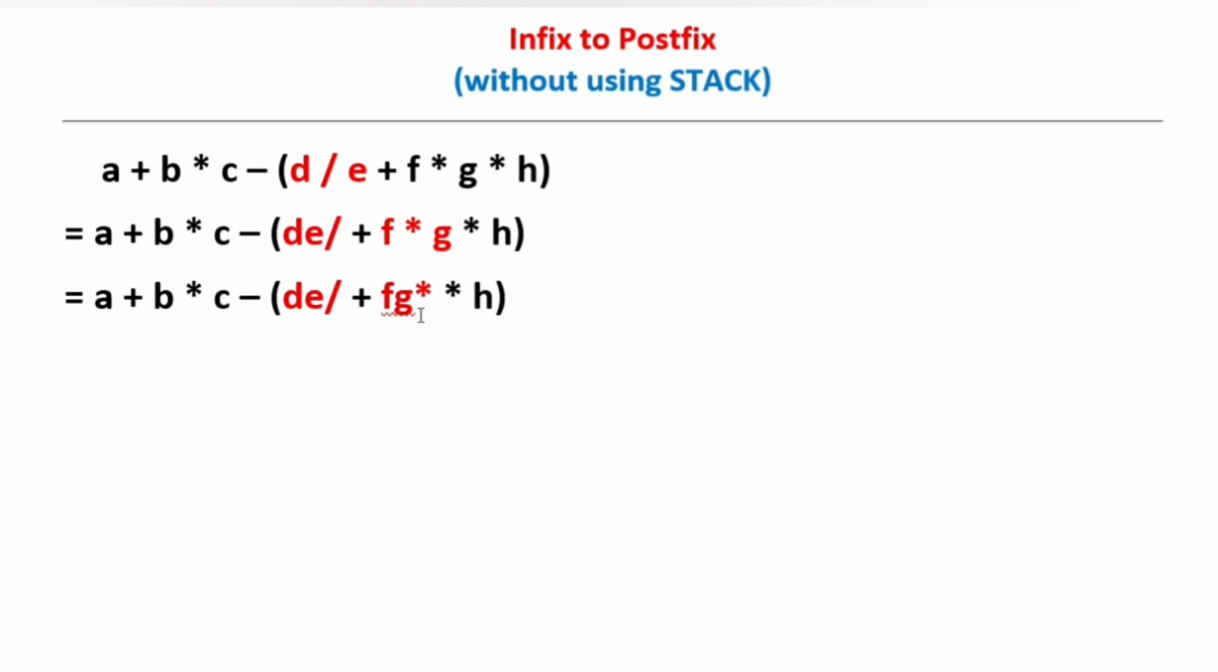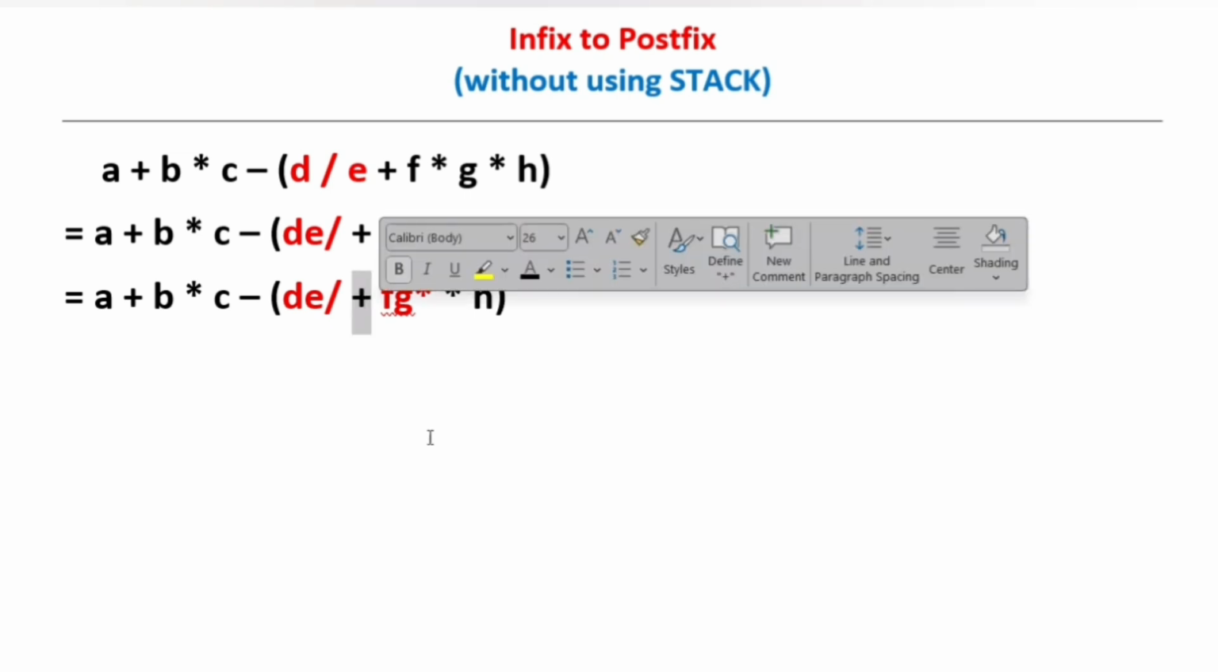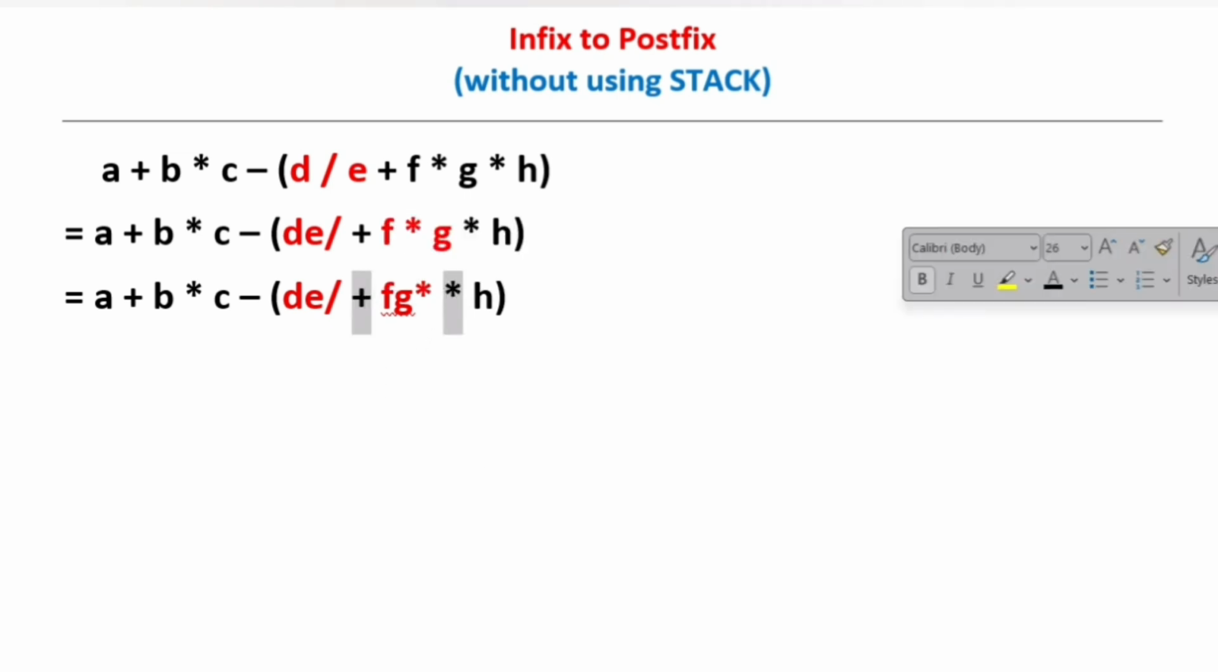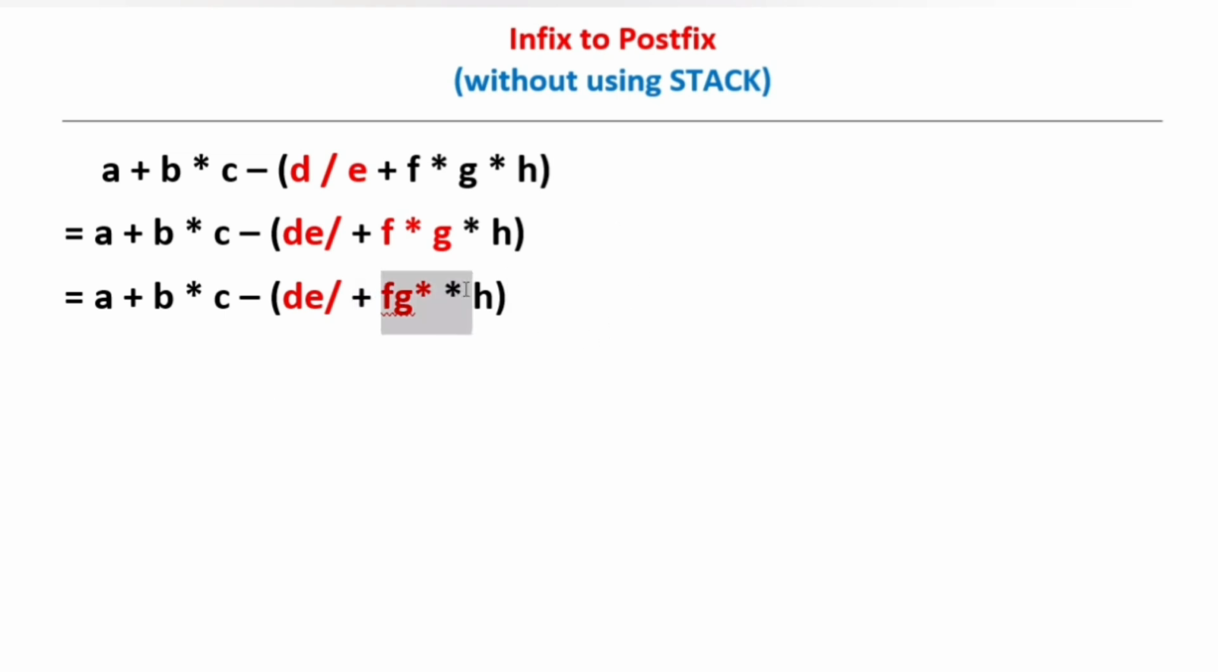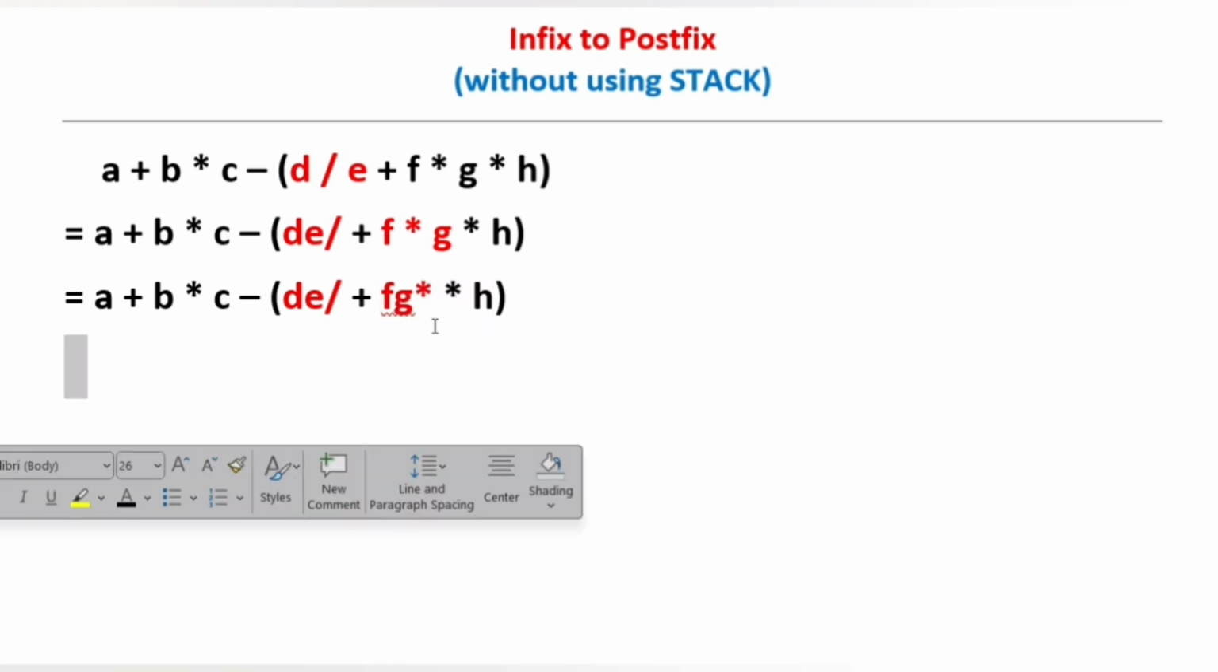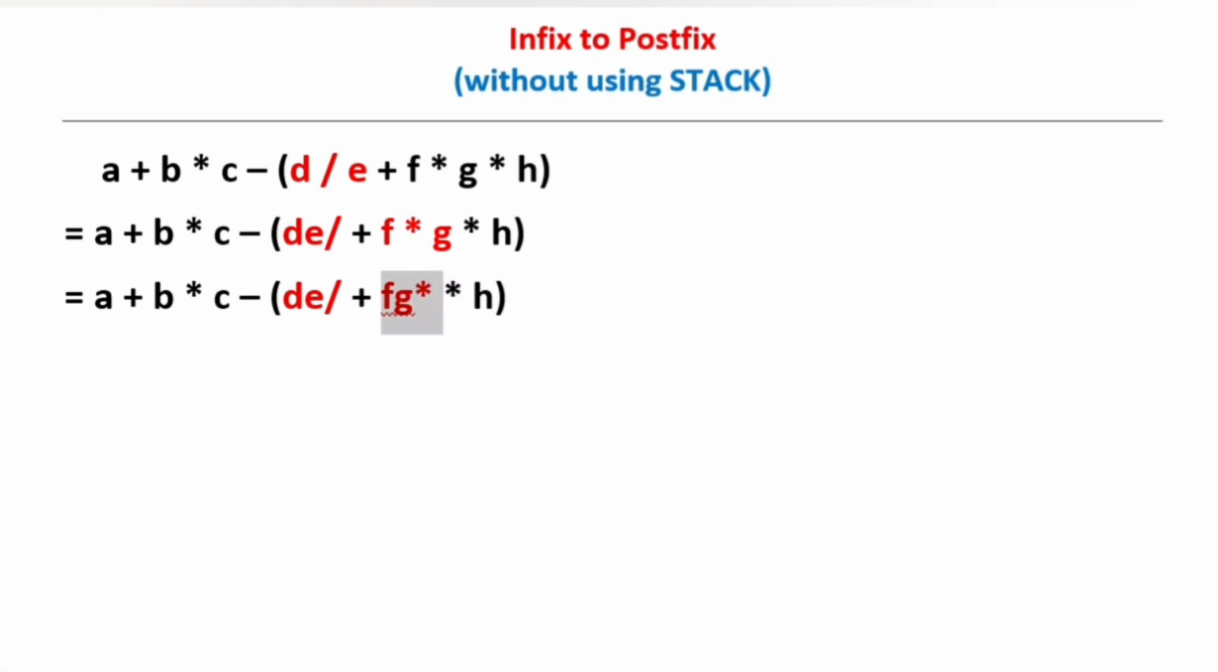Now within the bracket two operators are left. What are the two operators? One is the plus operator, and another is this multiplication operator. Among these two operators, which will execute first? Of course the multiplication operator will execute first, so this part will execute at the beginning. FG into H: you remember, children, FG is only one operand, so this one operand into H.